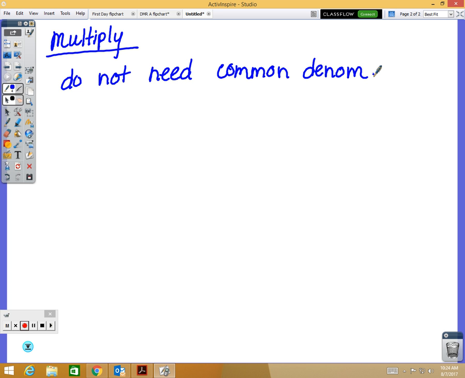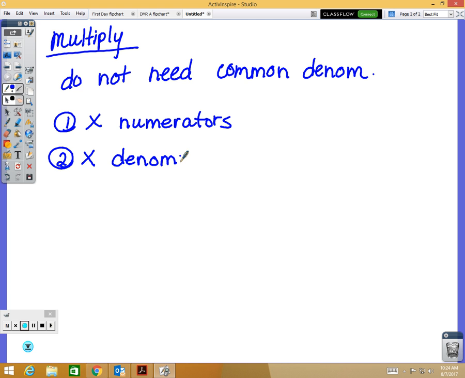All right, so there's 3 basic steps that you're going to follow. The first thing that we're going to do is multiply the numerators. Then we're going to multiply the denominators. And then always you should check to see, can you simplify? So you multiply straight across on top, multiply straight across on the bottom, and then see, can you simplify?